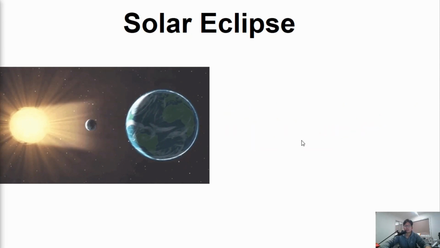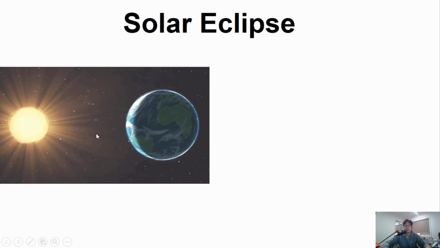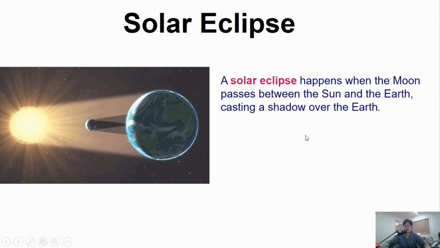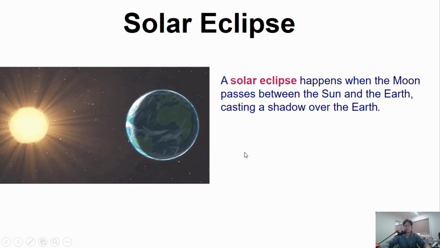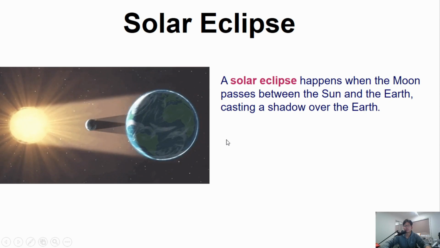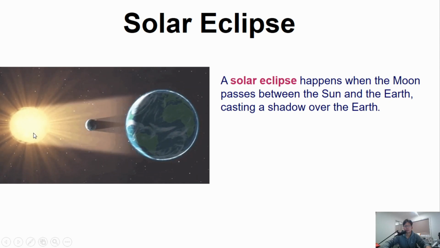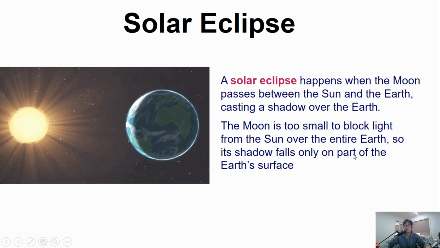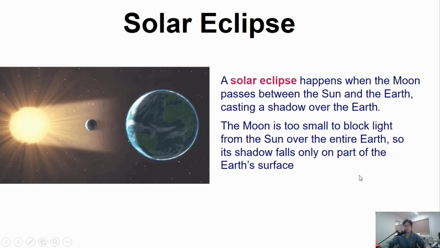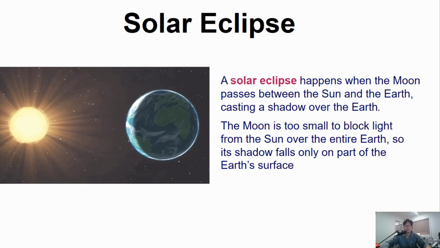Alright, so our first type of eclipse is the solar eclipse. We have an image on our left depicting this. A solar eclipse happens when the moon passes between the sun and the earth, casting a shadow over the earth. So in this case, the celestial bodies are the earth, the moon, and the sun. The moon is blocking the sunlight from reaching a portion of the earth, and the moon is too small to block light from the sun over the entire earth, so its shadow falls only on part of the earth's surface.